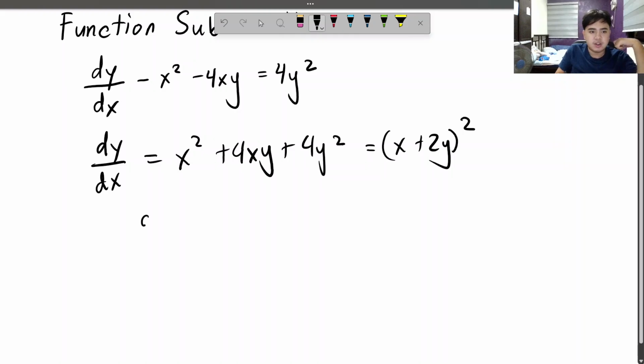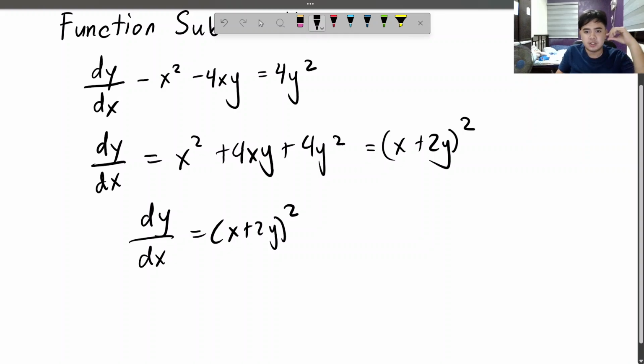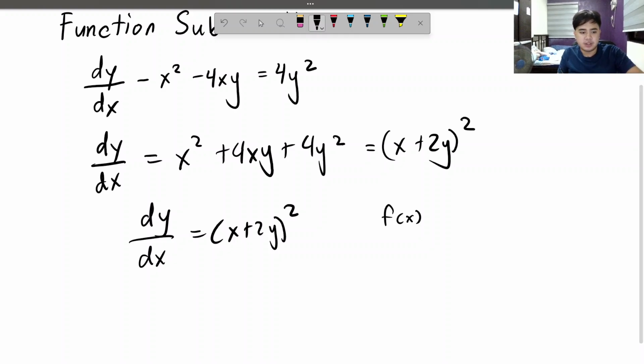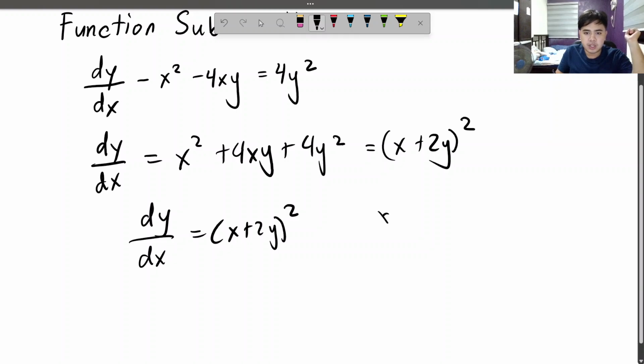Now let's rearrange everything so that it looks nice. Now we can see here there is clearly a function, right? The x plus 2y is the input, and then f of x is the blank squared. So we can substitute using that function. So we're going to be using x plus 2y as v.